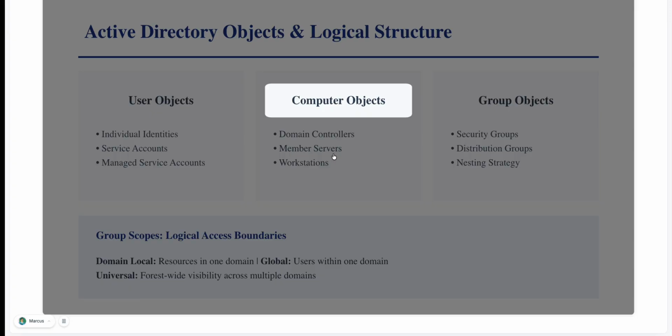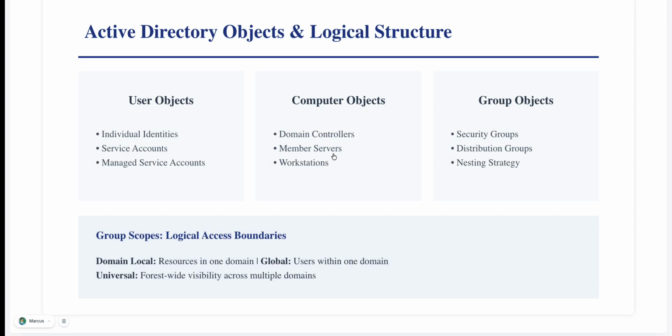AD isn't just about people. It's about the trust relationships between machines. Whether it's a critical domain controller or a standard workstation, these objects allow the network to verify the integrity of the hardware trying to connect to resources.